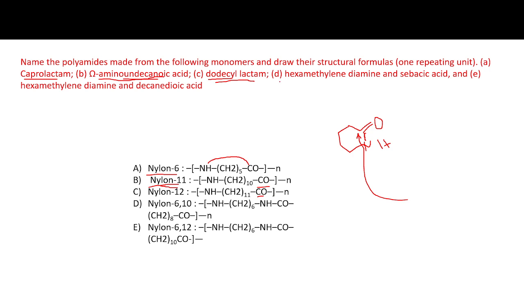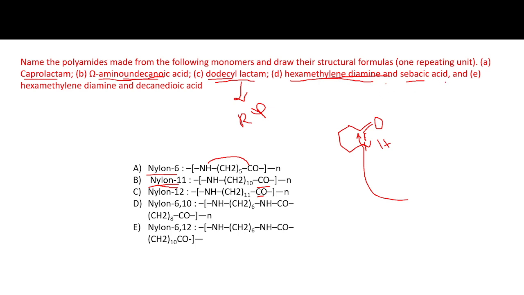Similarly, there are polymers with multiple functionalities present, like hexamethylene diamine and sebacic acid. These first three polymers, caprolactam, omega aminoundecanoic acid, and dodecyl lactam, all come from ring opening polymerization. You break the ring and you get the polymer. And then come the condensation polymerizations, where two functional groups are needed.